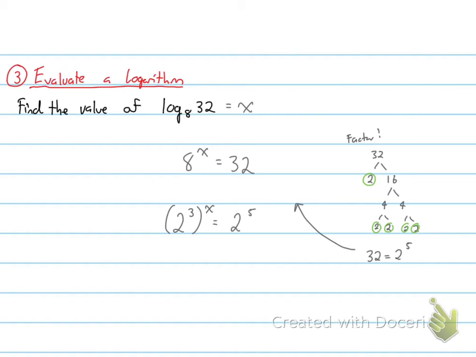So I could say 2 to the 3rd power to the x power equals 2 to the 5th power. Power to a power, I just multiply. So now I have 2 to the 3x power equals 2 to the 5th power. And when I have two things on either side that have the same base, I can just solve for my exponents. So 3x equals 5, x equals 5 over 3, and that would be my answer. And if I wanted to double check this, that would work out. 8 to the 5 over 3rd power does in fact give me 32.